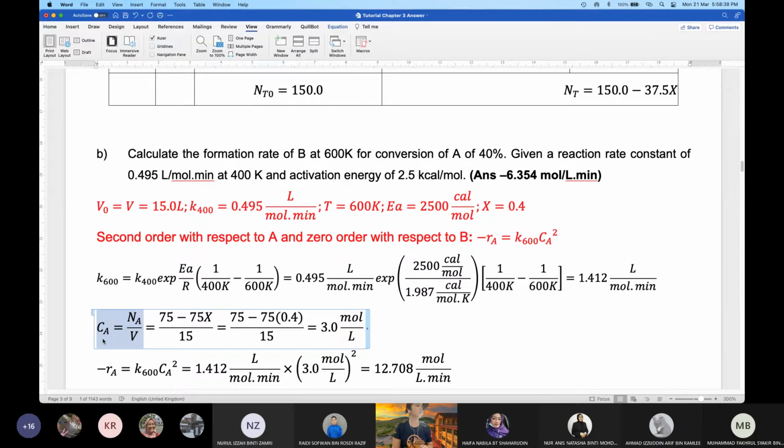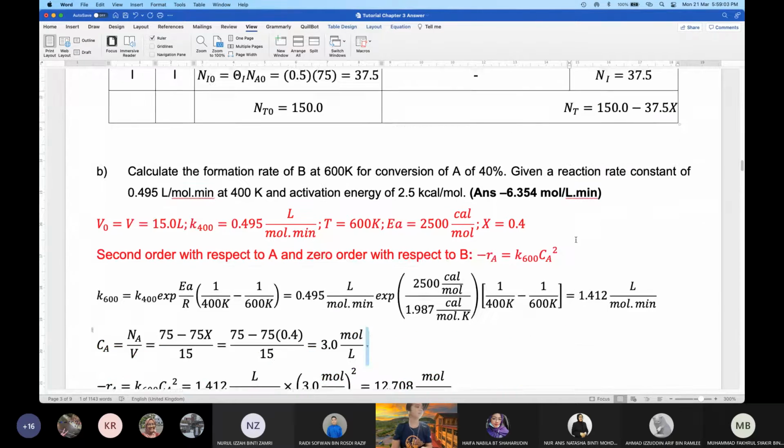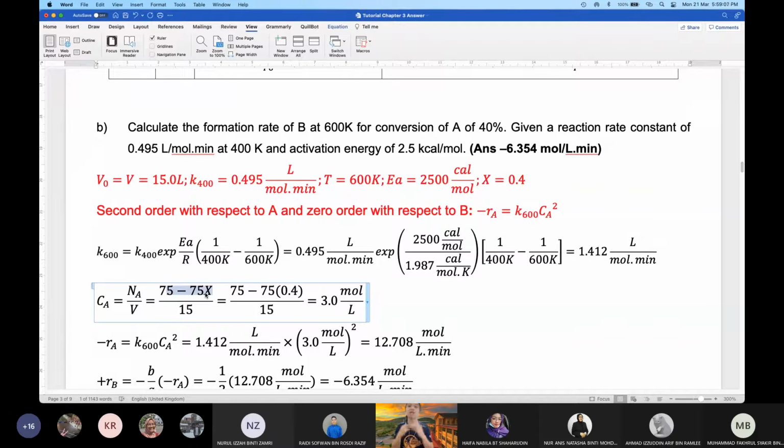The outlet concentration of A equals the outlet moles of A divided by the reactor volume. Ca equals Na per reactor volume V. How do you find Na? Na is the remaining moles of A, so look at the stoichiometric table. The stoichiometric table says Na equals 75 minus 75X. So just substitute Na: 75 minus 75X divided by the reactor volume. The reactor volume is given as 15 liters. In the table we don't know the value of X, so X is left as it is. However, in part B, we already know X is 0.4. So you replace X with 0.4. When you calculate, you will get Ca as 3 mole per liter.